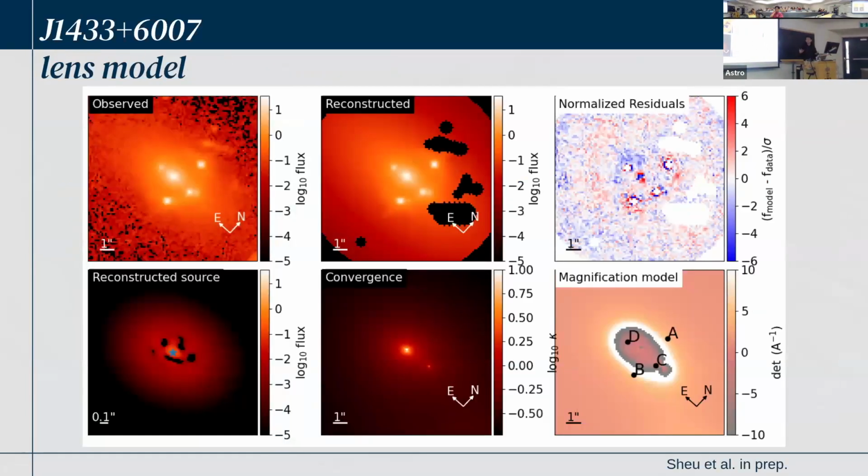Here is the lens model that we built for the system using all of our HST bands. I'm only showing the F160W band because it's the most informative in terms of its source light. And you can see that in our reconstruction, we can reconstruct the source very precisely at a pixel level in order to replicate the image as well as reconstruct the mass profile of this lens.